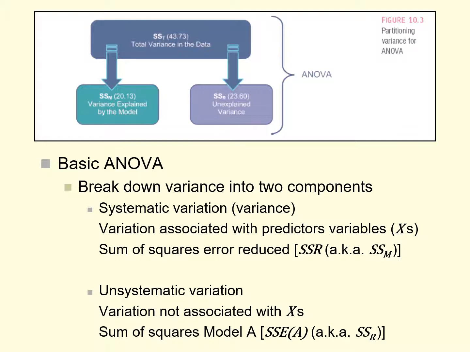We're comparing that to unsystematic variation. That's variation that's not associated with our predictor variable. And this we represent with the sum of squares error for the augmented model. The sum of squares error, the amount of error that's left over that can't be explained by the augmented model.